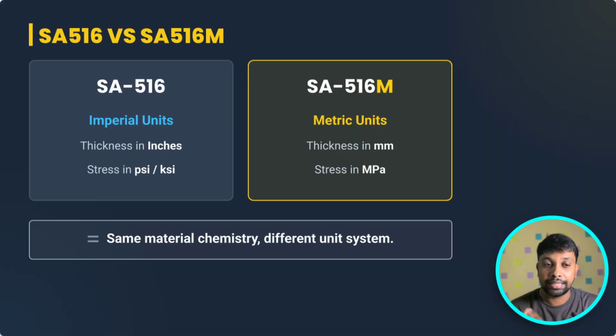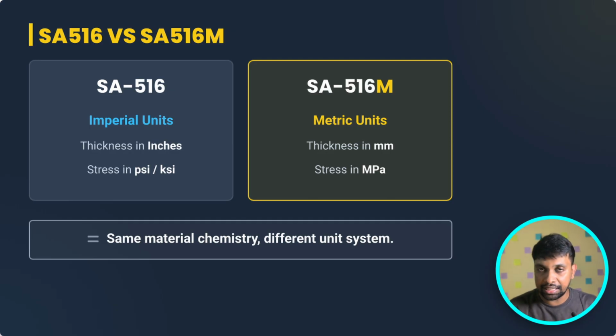Also, there is another difference: SA516M and SA516. That means SA516 grade 70 and SA516M grade 70. It is a very simple thing. SA516 means it is an imperial unit material, and SA516M means it's a metric unit material. The thicknesses are given in inches for the imperial units, and thicknesses are given in mm for the metric units. And the stress levels are also given as PSI or KSI. In metric standards, it is given as MPa.